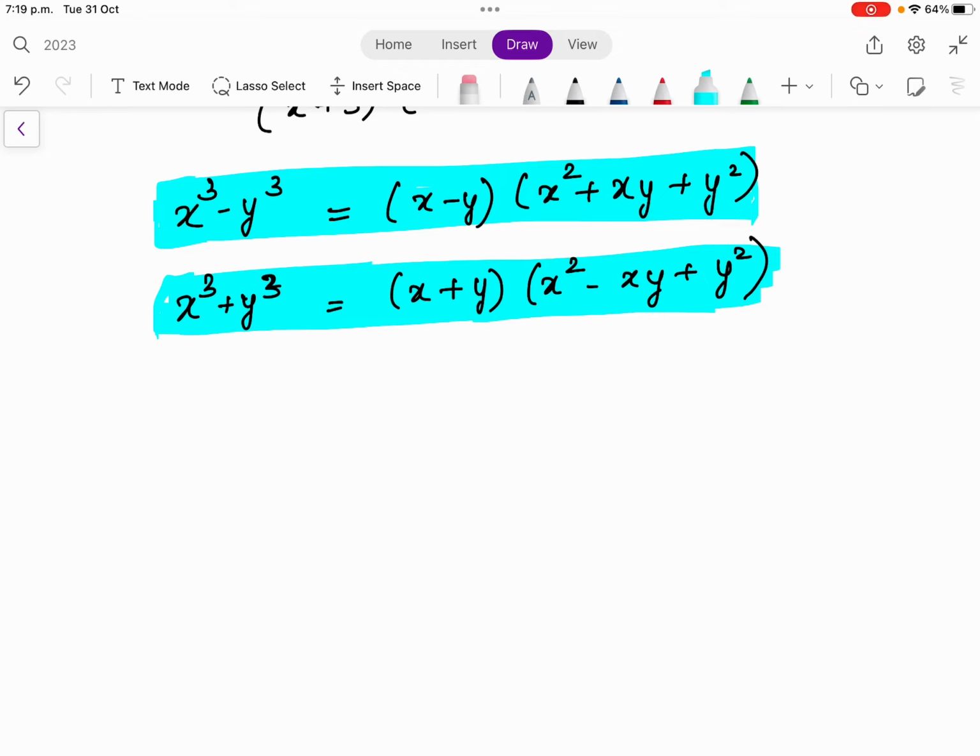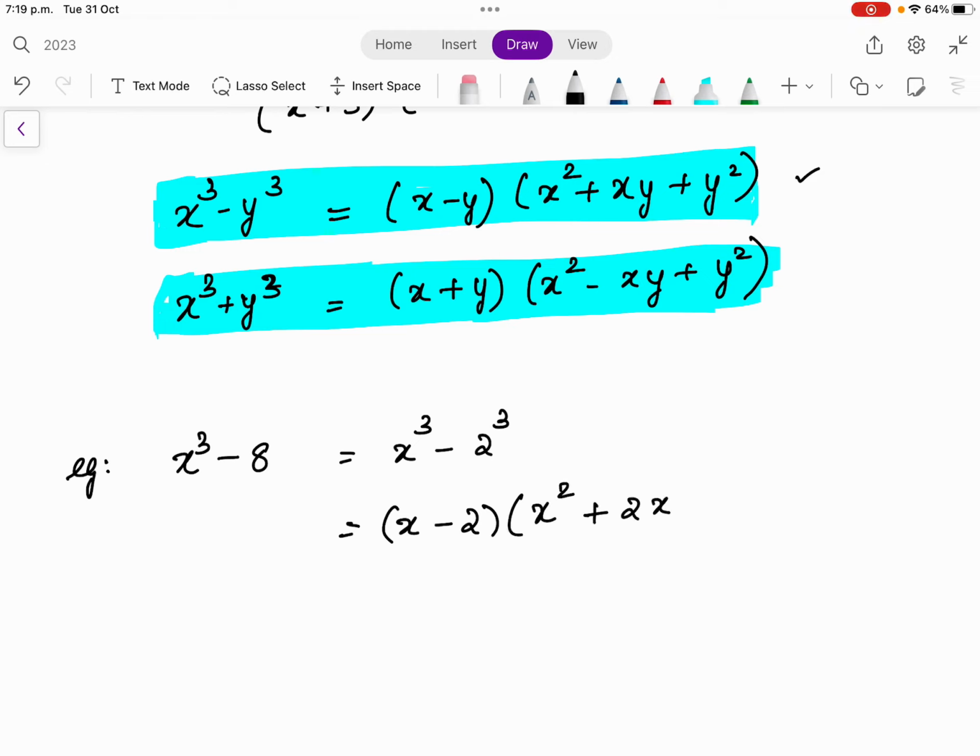An example for this will be x cube minus 8. So x cube minus 8 can be written as x cube minus 2 cube. So this formula will hold good, and then you can write it as x minus 2 times x square plus 2x plus 4. So that's the way you do it.